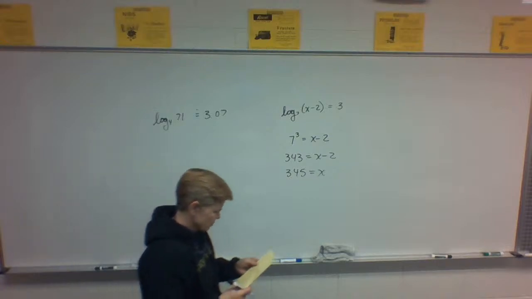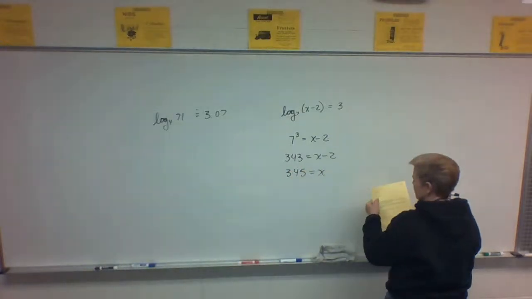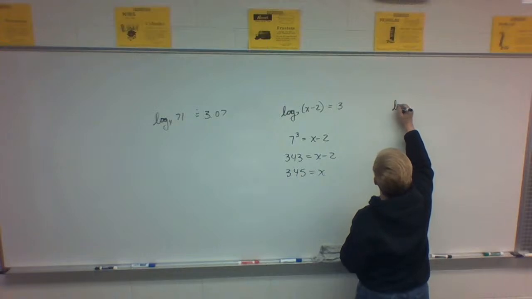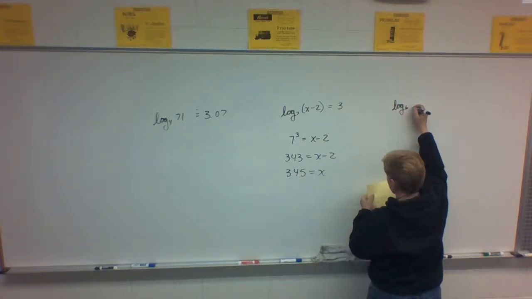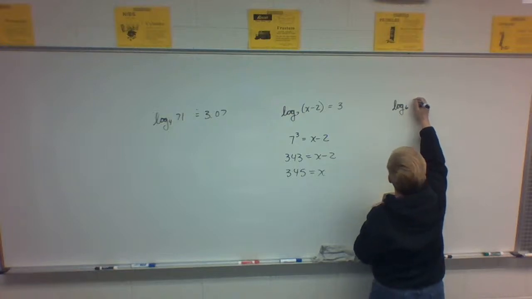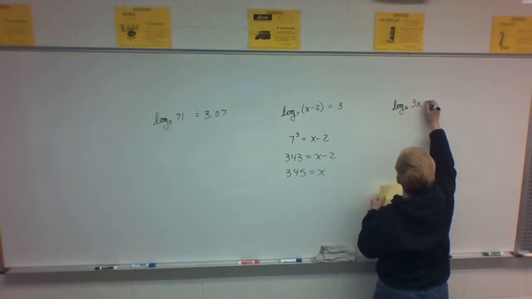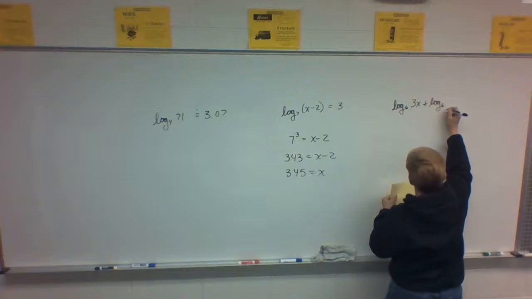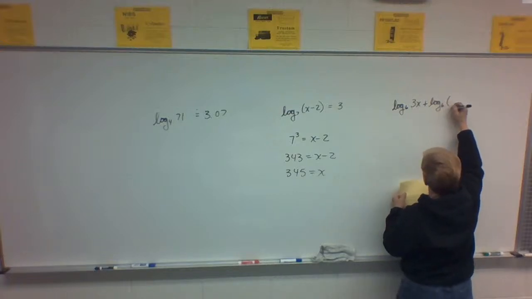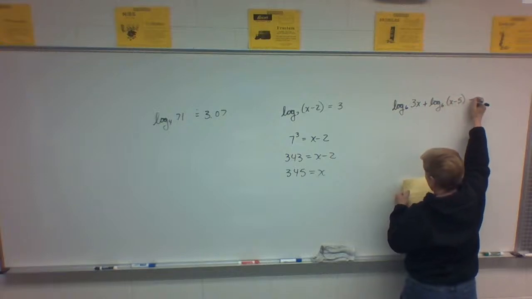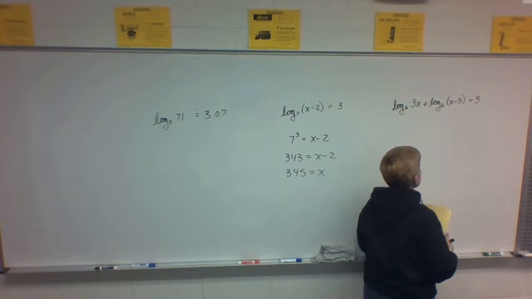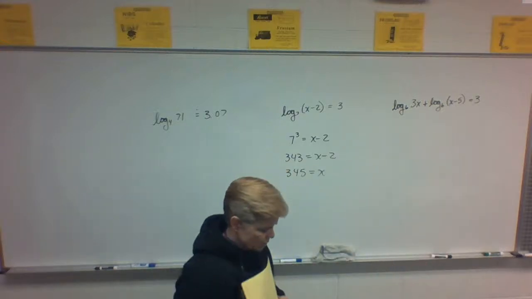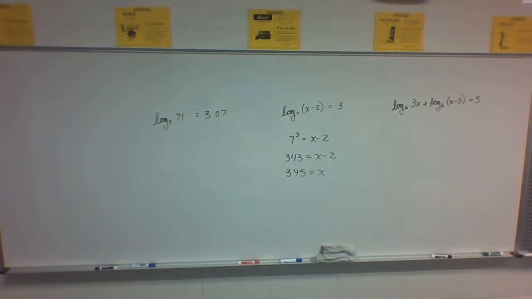Next one, a lot of people miss because they forget one thing. It's pretty important. It's right at the beginning. If I have the log, again, don't expect this to come out pretty, if I have the log base 6 of 3x plus the log base 6 of x minus 5 equals 3. Solve that equation. Again, it's not going to come out beautiful. Don't expect it to.